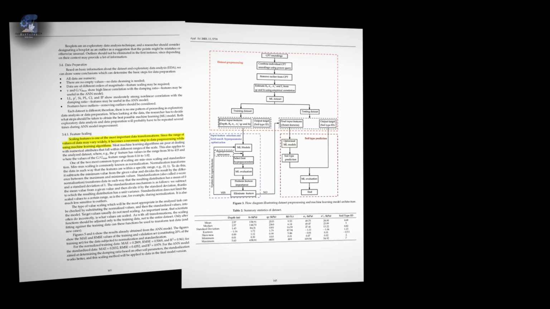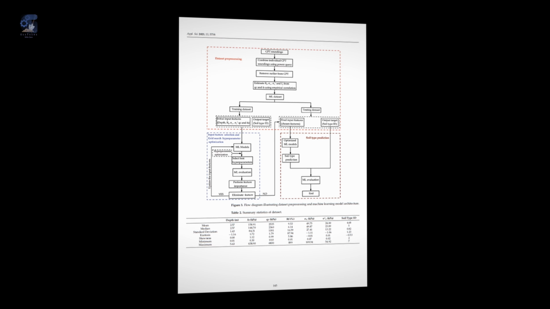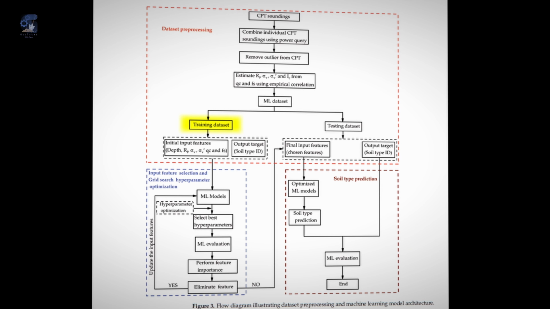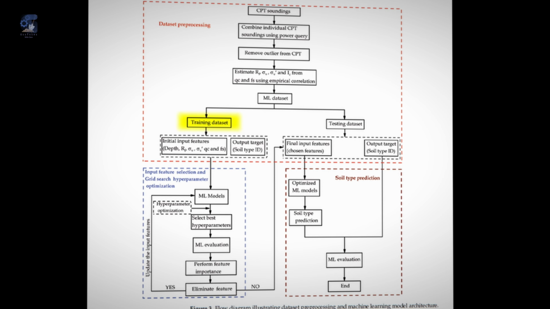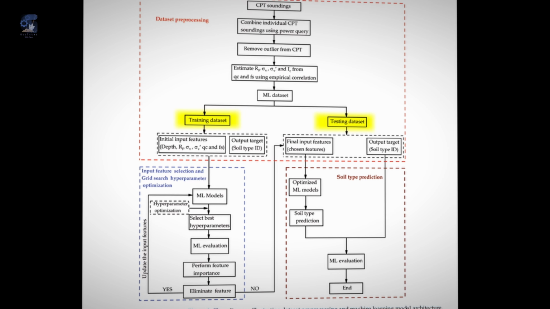numbers. The dataset is then split into a training dataset to build the model and a testing set to evaluate its performance on unseen data. The core of machine learning is the iterative process of training, where the model adjusts its internal parameters to minimize the error between its predictions and actual historical outcomes.